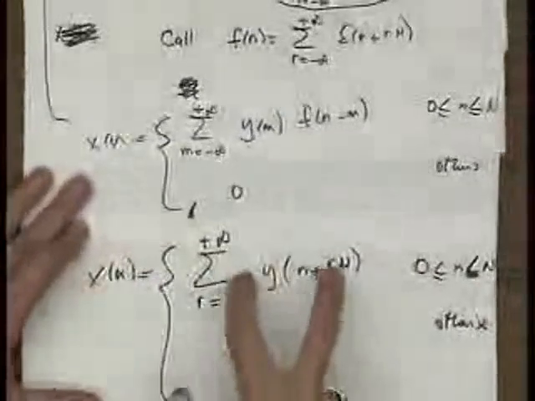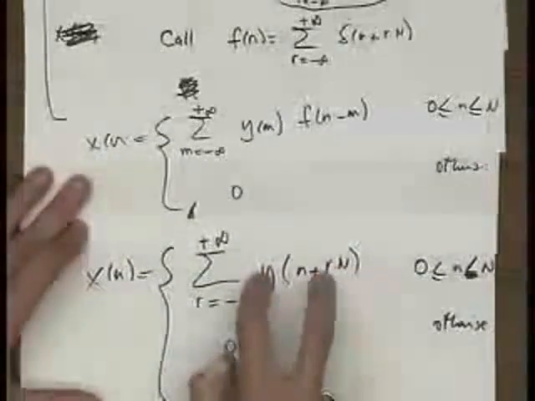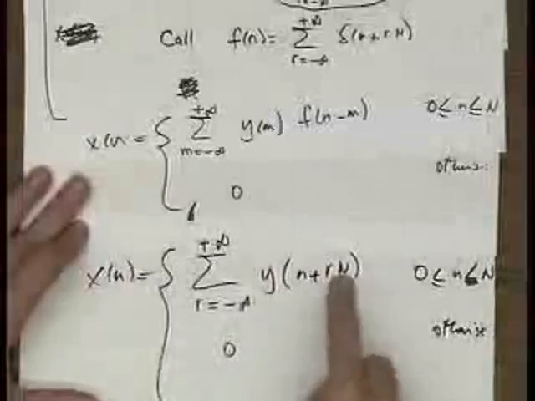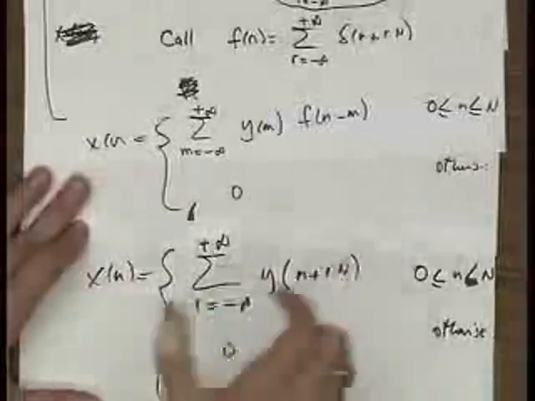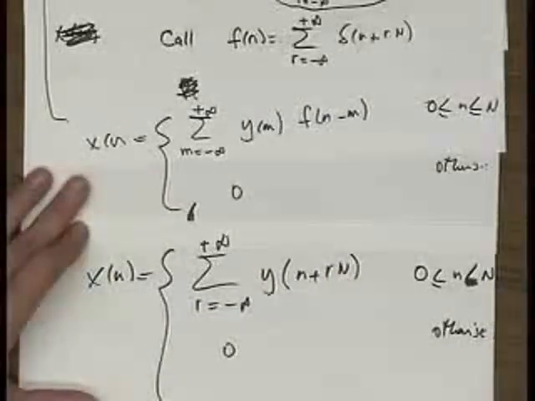So x of n is just one period of a replicated version of y, or aliased version of y. And what do I mean by aliased version of y? I start with y and I periodically repeat it with period n, just like I said before. And I take one period, and that's x, which is what I said at the very beginning.